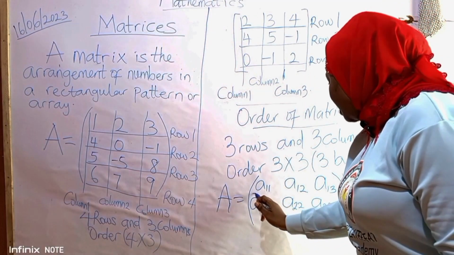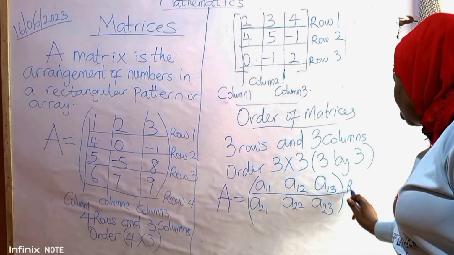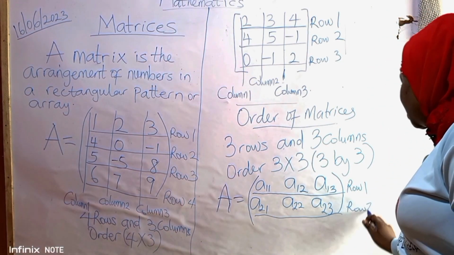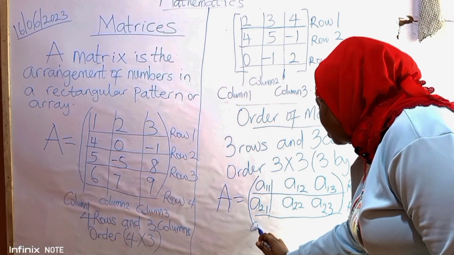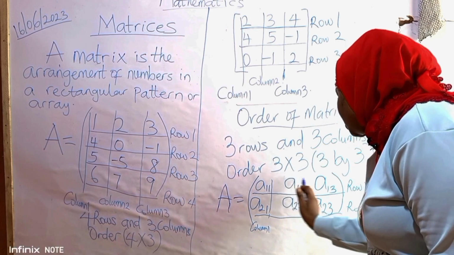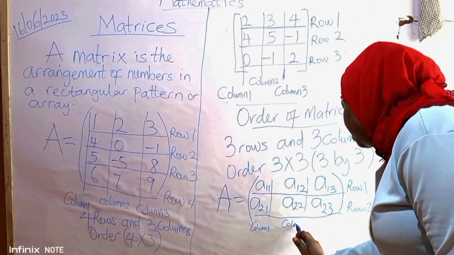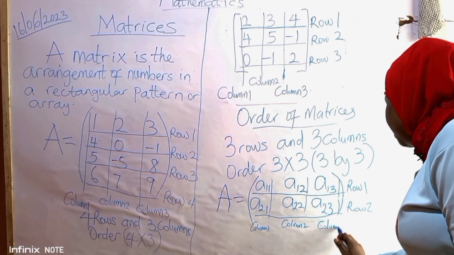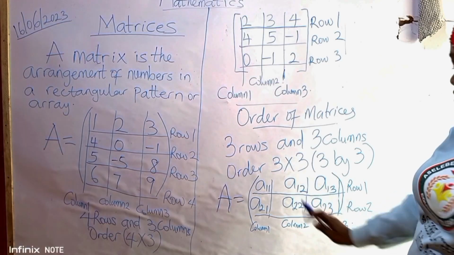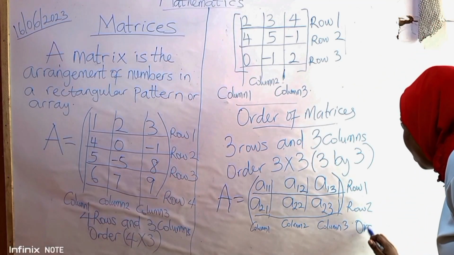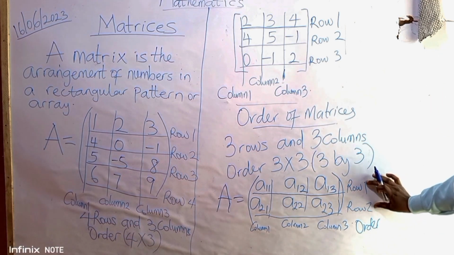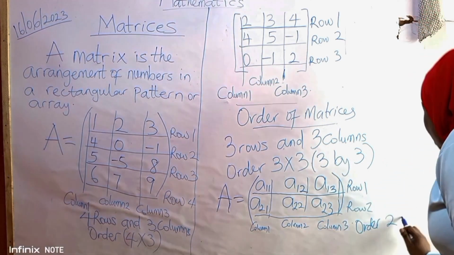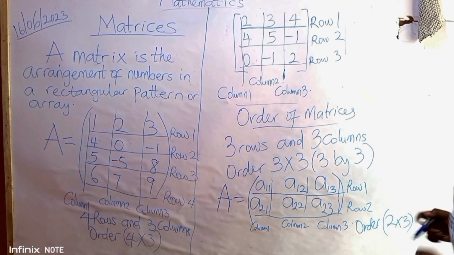So here, how many rows does this one have? It has 2 rows. This is row 1, this is row 2. And here is column 1. Here is column 2, vertical. And here is column 3. So what is the order of this matrix? You are telling row first. 2, then column, so 2 by 3. This is order 2 by 3.